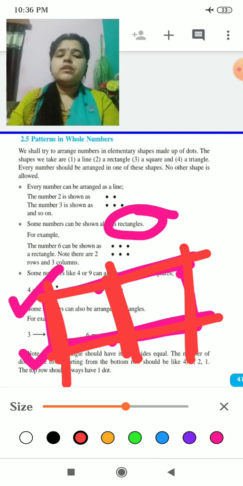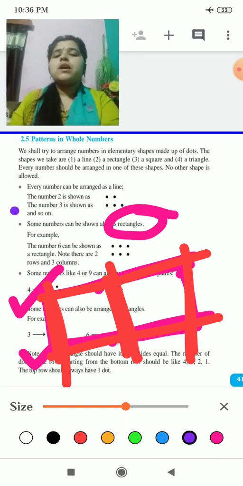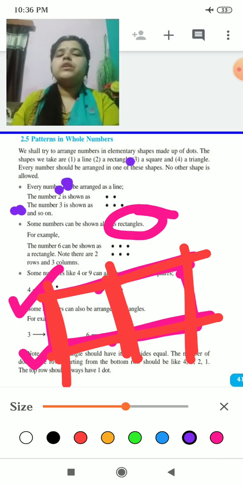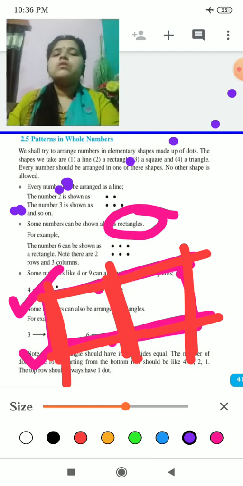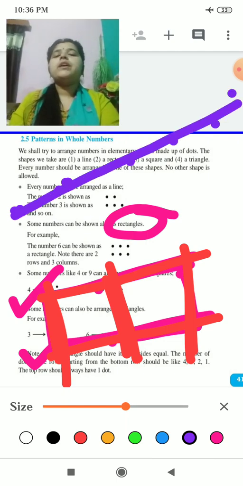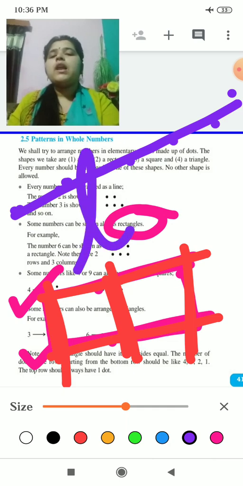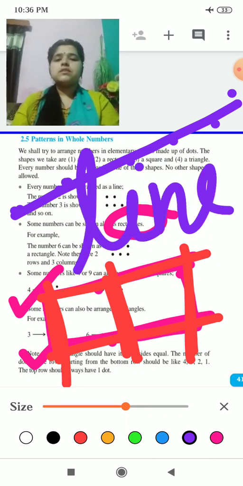Okay children? Yes. So 6 can be drawn like this, and 6 can also be drawn with one dot here, another here: 1, 2, 3, 4, 5, 6. By joining all these dots, we get the shape of a line. So we can represent 6 as the shape of a line and also as the shape of a rectangle.